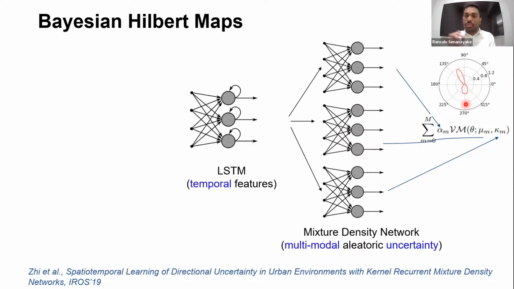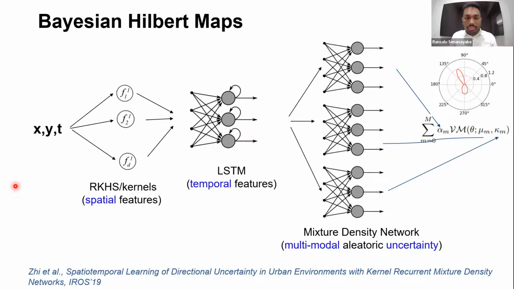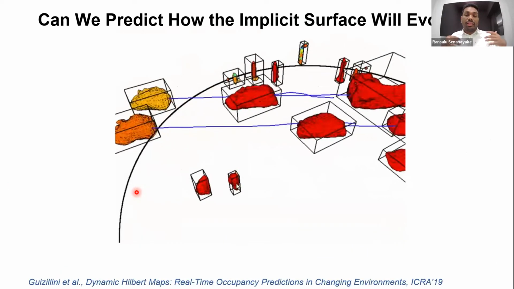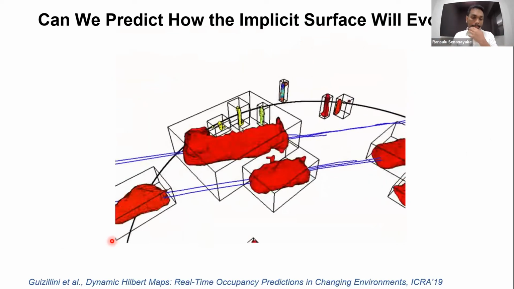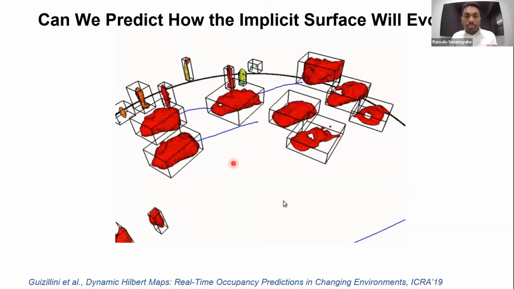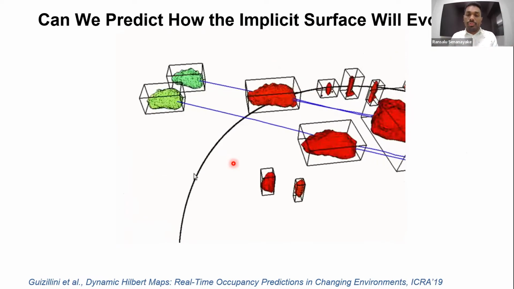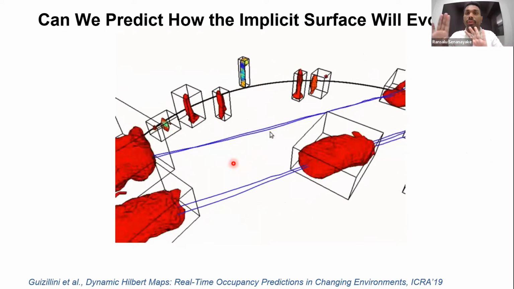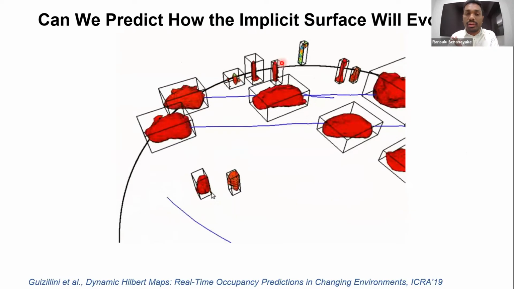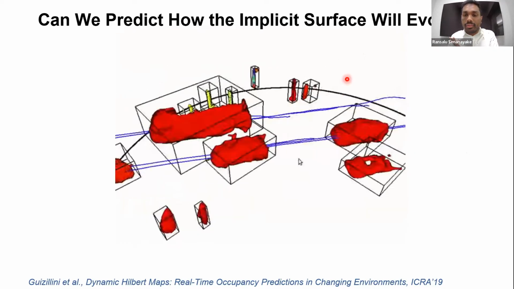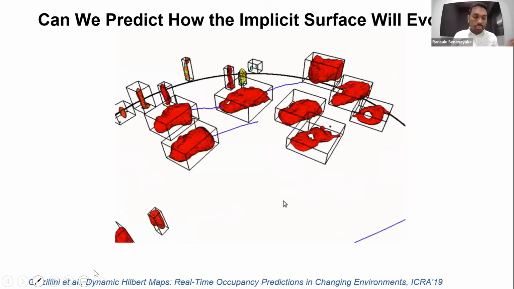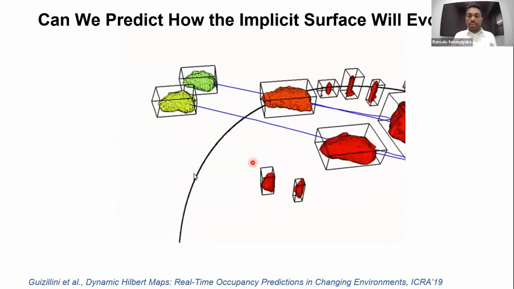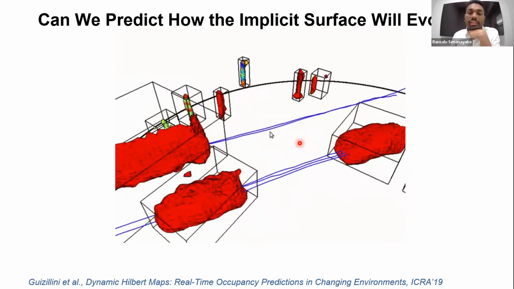If we want to look at spatial temporal features, we can, because of the modularity, combine LSTMs with these kind of kernel features. Then one other cool thing that we can do is we can try to predict into the future, like what would be the implicit surface in the next few seconds. What you see here are some cars, and these are some pedestrians. You could look at Gusilini's webpage if you want more details about this.